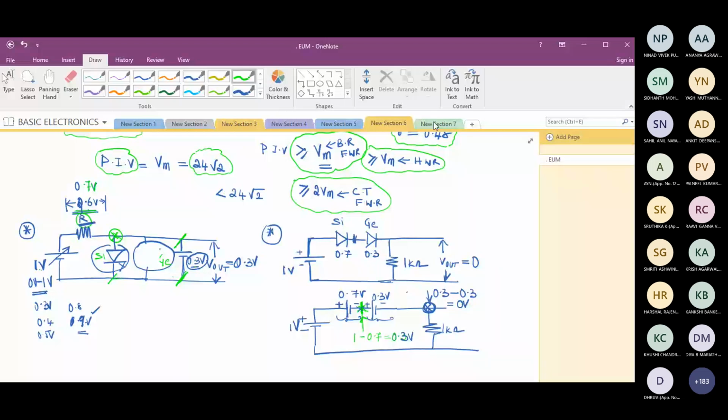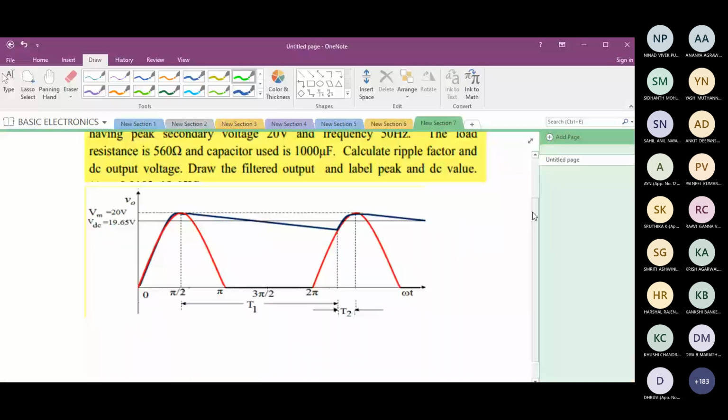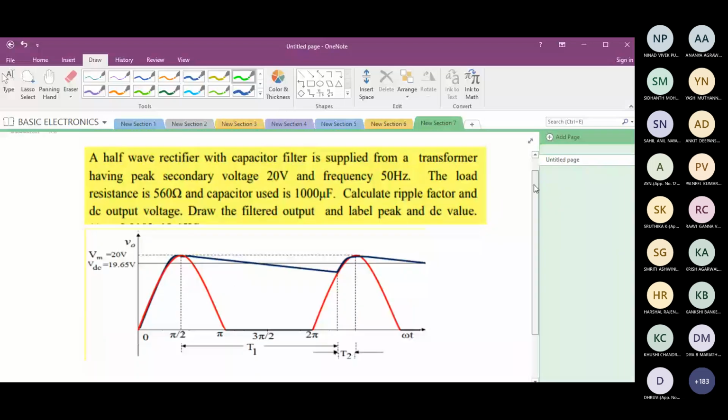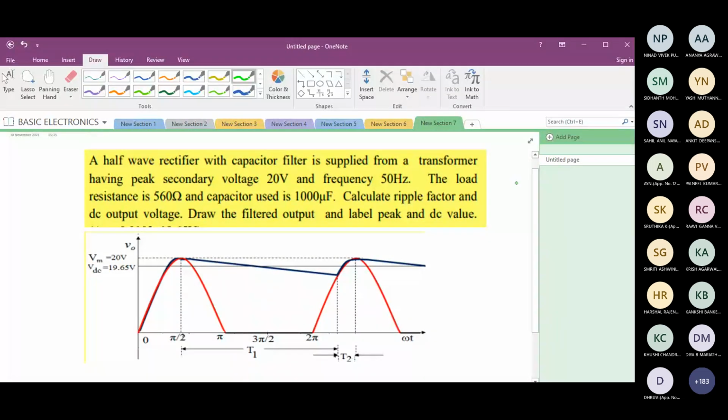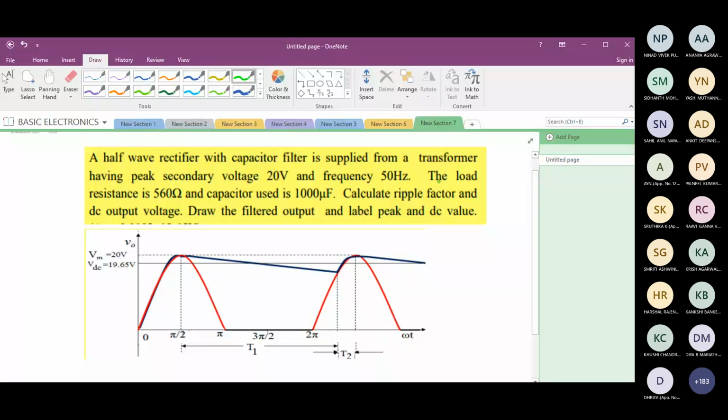I'm displaying a question now. This I have taken from the exercise problem, on the capacitor filter. Rest can try this. Is it visible? Yes, sir. So you can just note it down and try to solve. In this, you are supposed to find the ripple factor and DC output voltage.